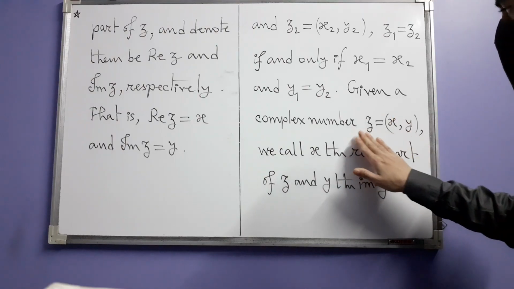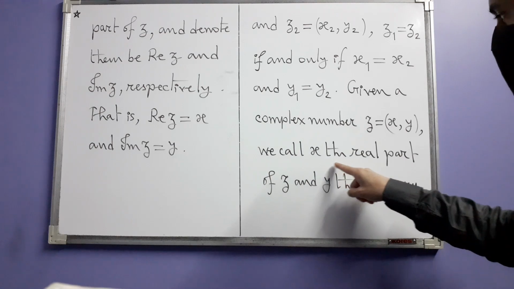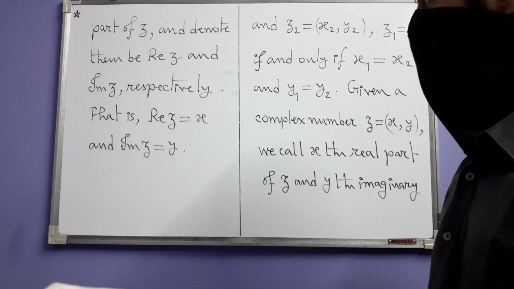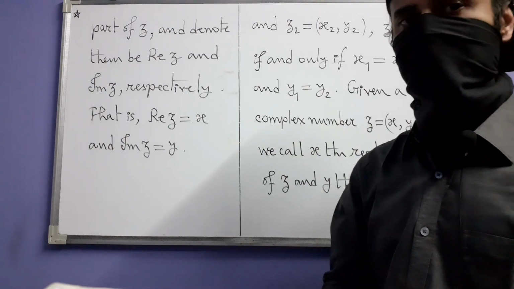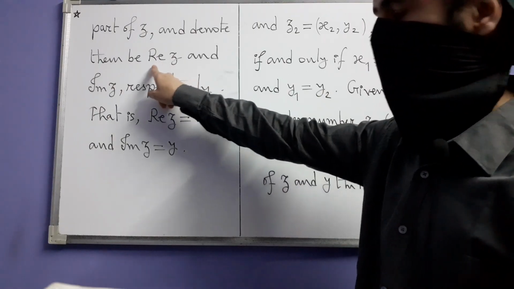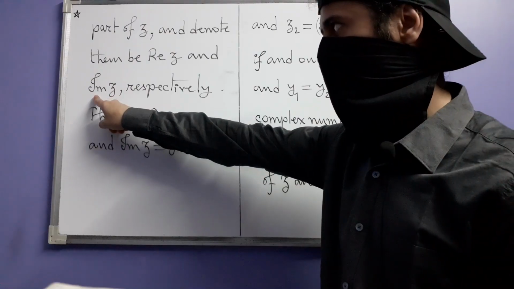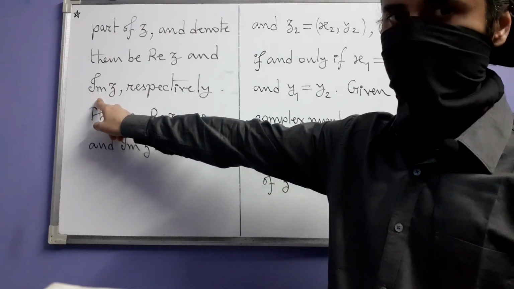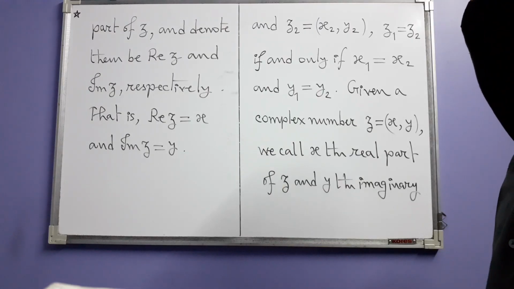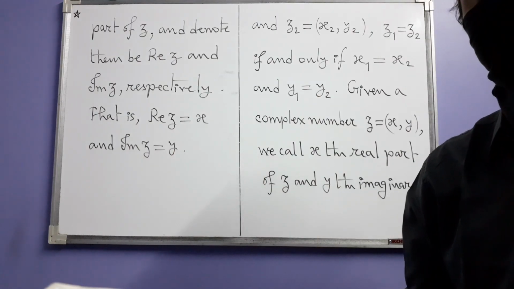Now, given a complex number z, which is this ordered pair x, y, we call x the real part of z and y the imaginary part of z. And we have notations for this also. The real part of z is written like this, Re of z. Re stands for real, and the imaginary part is denoted by this notation, Im of z. Im stands for imaginary, respectively. That is, Re of z is x and Im of z is y.